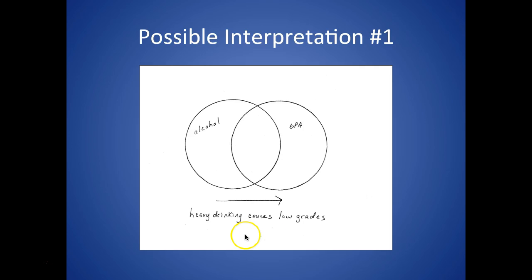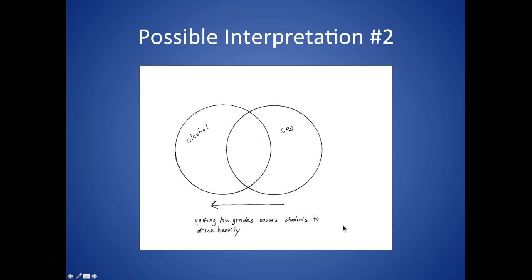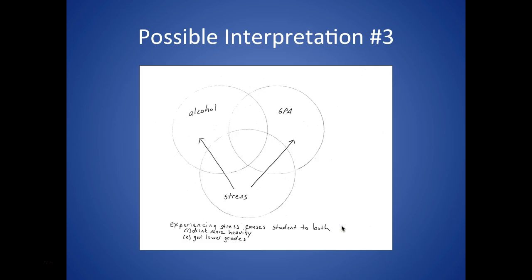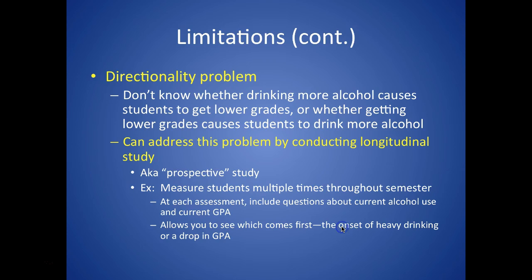So you could have heavy drinking actually does cause low grades. That's one possibility. You could also say you have low grades and then it turns out that you get stressed out and you start drinking because you're depressed or something like that. So it may be that low GPA leads to alcohol use. Or you could have some third variable, stress, that relates to a lower GPA and also higher alcohol use. So it may be some unrelated variable.